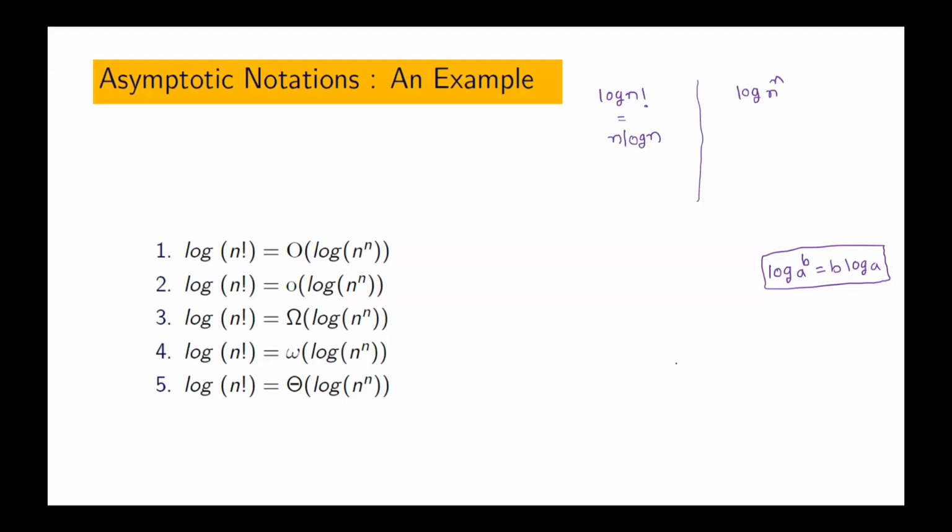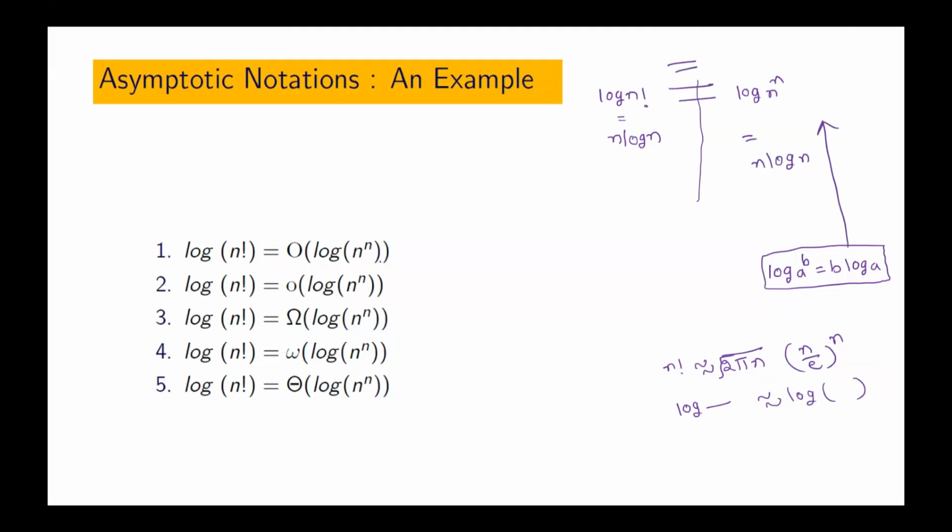Remember, n factorial is approximately given by Stirling's approximation formula, root 2 pi n into n by e whole power n. After that, take the logarithm on both sides. Then we showed that it is n log n. So log n factorial has order of growth n log n. Based on the formula, log of n power n is also n log n. That means both have the same order of growth.